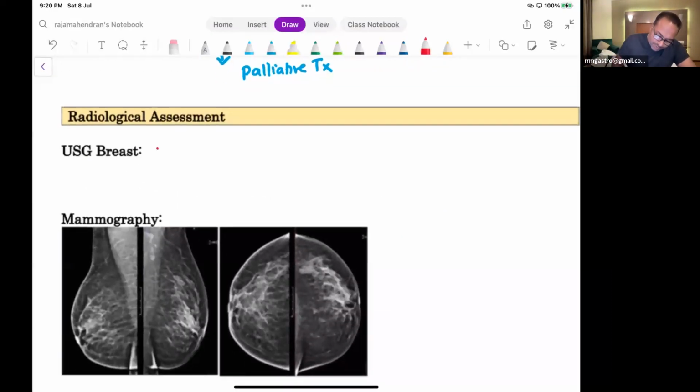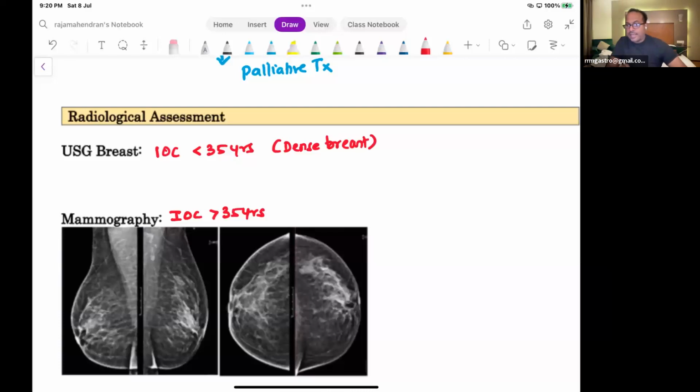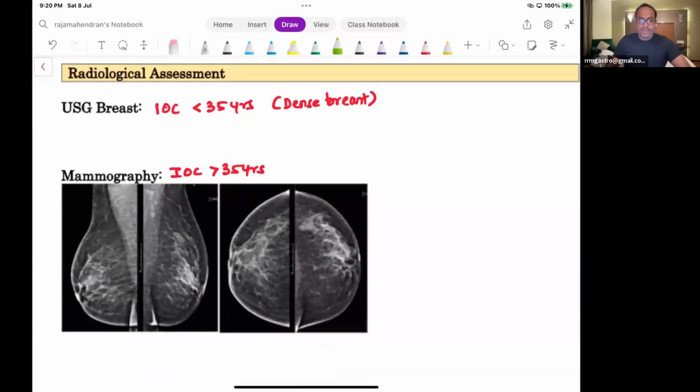Ultrasound breast is the investigation of choice for breast in females less than 35 years. And the investigation of choice for females above 35 years is mammography. I hope you know the answer. The reason is that below 35 years, they have dense breast. Therefore, less than 35 years, we should go for ultrasound breast. Mammography is done for above 35 years.